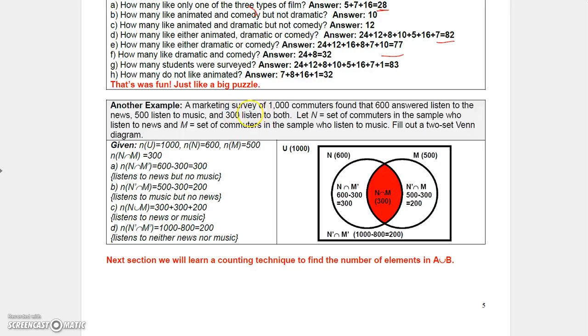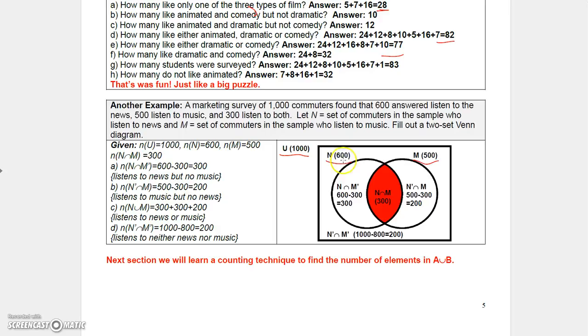It says, a marketing survey of 1,000 commuters found that 600 listened to the news, 500 listened to music, and 300 listened to both. Let's let N be those that listen to the news, and M be those that listen to music, and we'll fill out a 2-set diagram. Well, the universal set has 1,000. We know that 600 listen to news, 500 listen to music, and in here we can see that 300 listen to both.